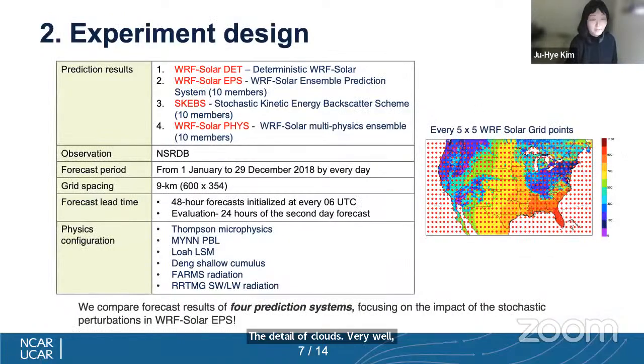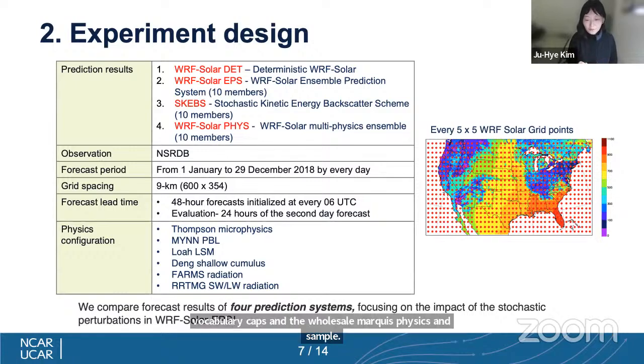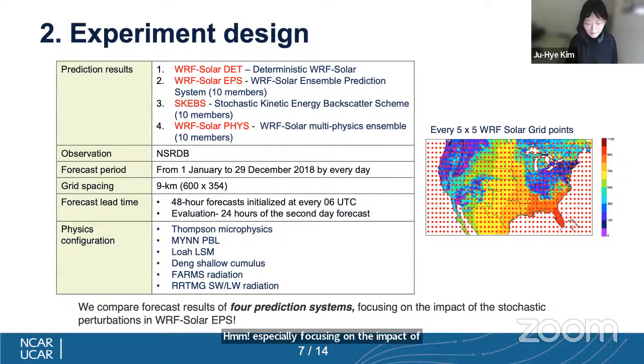This is the experiment design. We will compare the forecast results of 4 different prediction systems, which are WRF-Solar deterministic, EPS, SCAPS, and the WRF-Solar multi-physics ensemble system, especially focusing on the impact of stochastic perturbation in the WRF-Solar EPS.